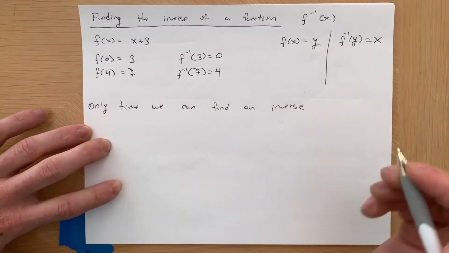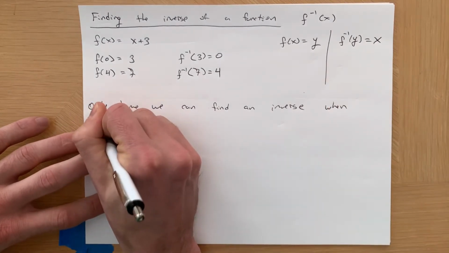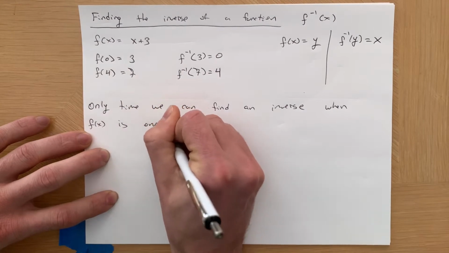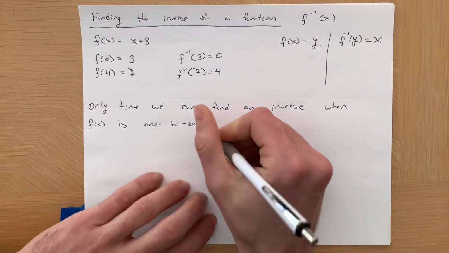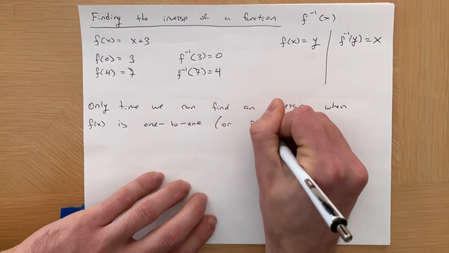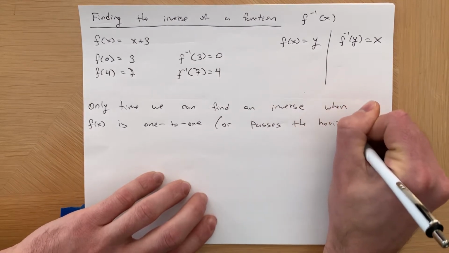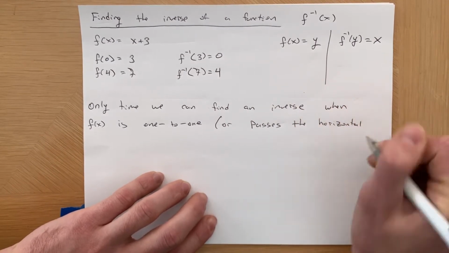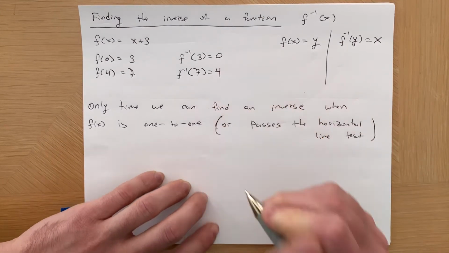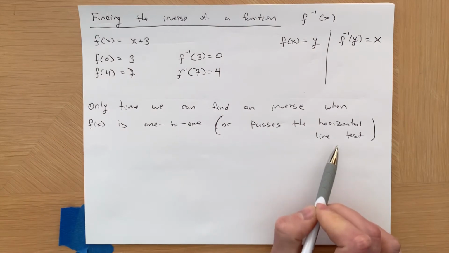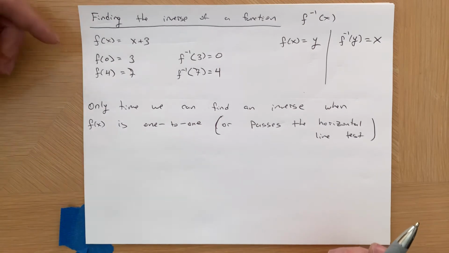So the only time we can find an inverse is when our function, f of x, is 1 to 1, or another way to say this, passes the horizontal line test. So if our function passes the horizontal line test, then we're going to be able to find the inverse. But if it doesn't pass, then we're not going to find the inverse.